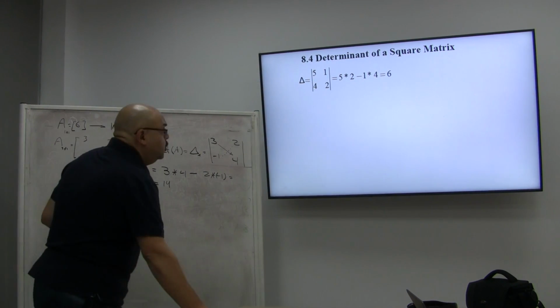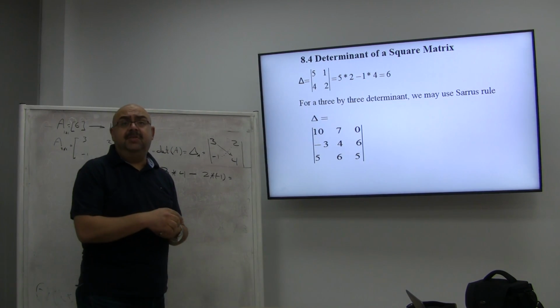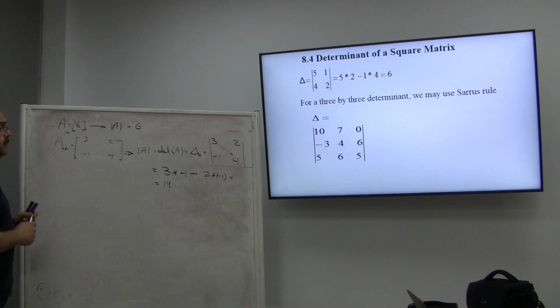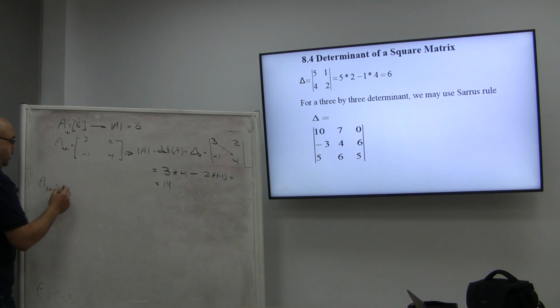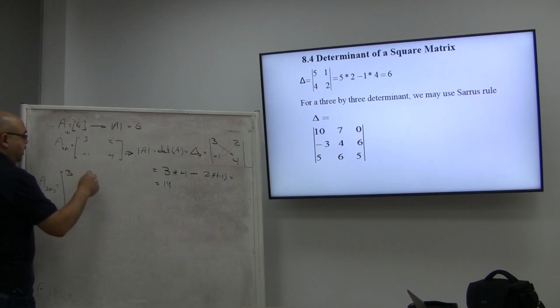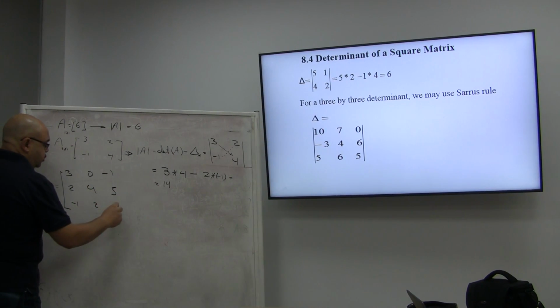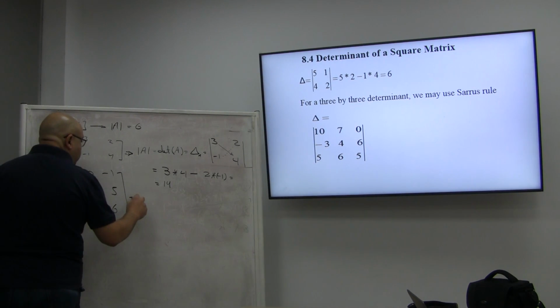If I want to go to a higher order, which is 3 by 3, for example, if I have a matrix 3 by 3, let's say A, with 3 rows and 3 columns. Let's choose any numbers that you suggest: 3, 0, -1, 2, 4, and 5, -1, 2, and 6. If I want to evaluate the determinant relative to this matrix, all I have to do is the following.